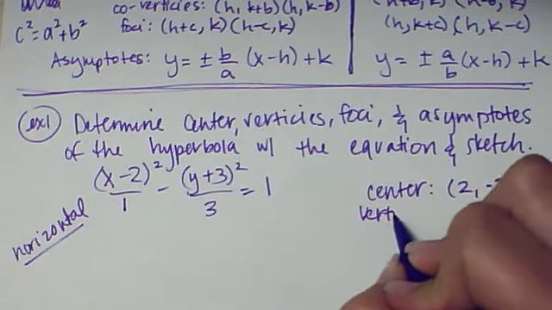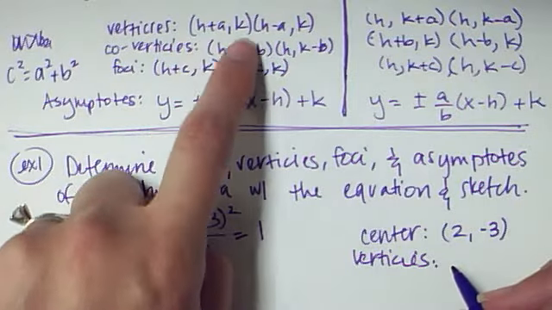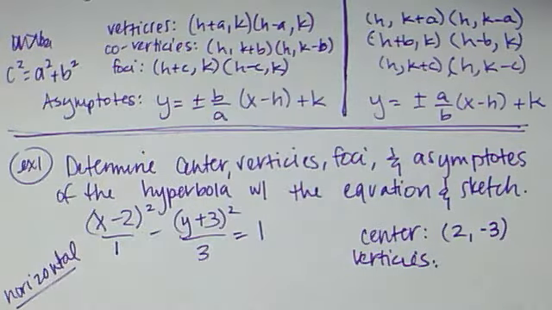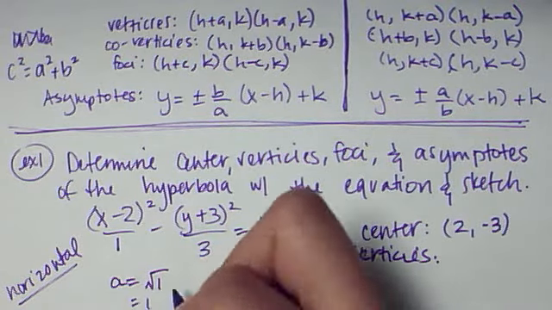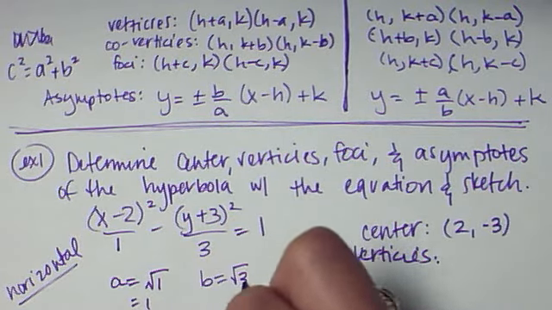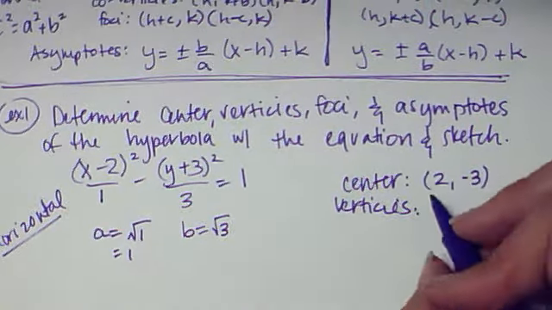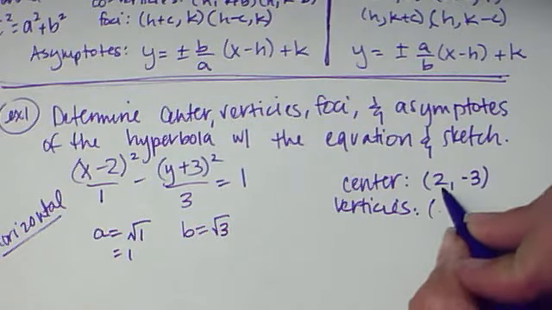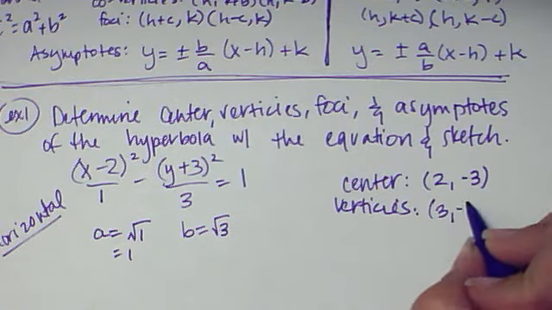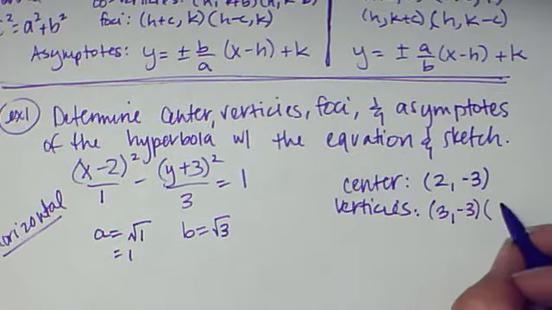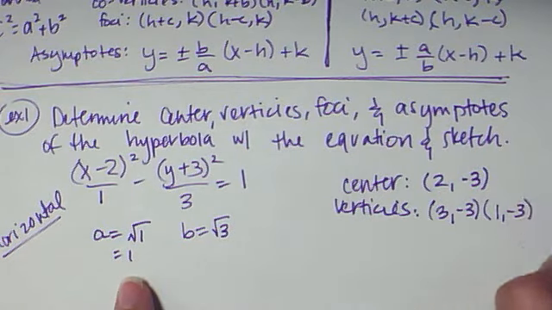The vertices are at h plus a, comma k, and h minus a, comma k. So let's figure out our a, which is the square root of 1, which is 1, and our b, which is the square root of 3. If we go ahead and do our vertices, we have h plus a, so h is 2, 2 plus 1 is 3, comma k, which is negative 3. The other one would be 2 minus 1, which would be 1, comma negative 3.